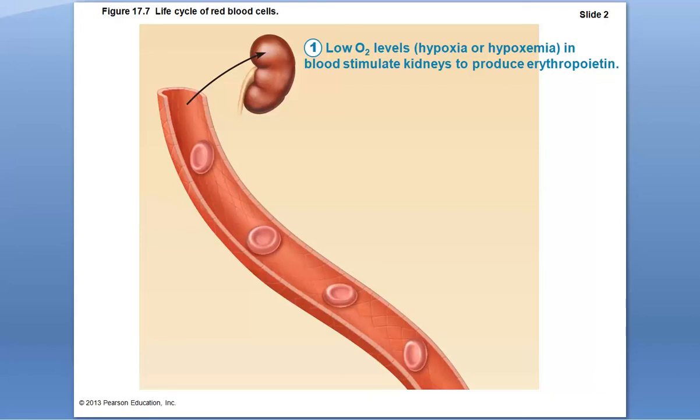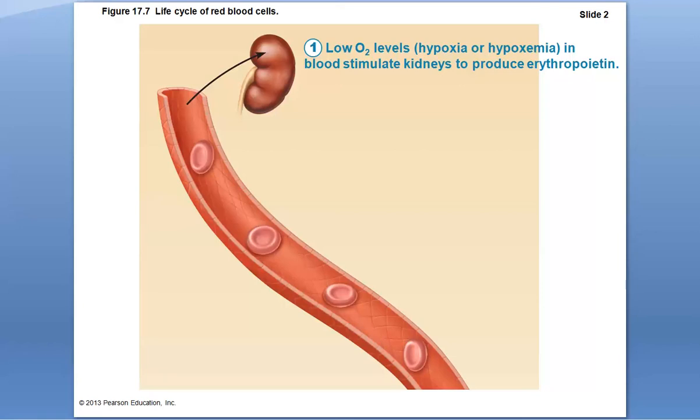So before we turn our attention to the recycling or reworking of red blood cells after their 100 to 120 day life cycle, let's just review erythropoiesis. Erythro is red, poiesis is formation. So that's the formation of red blood cells that occurs in the red bone marrow.